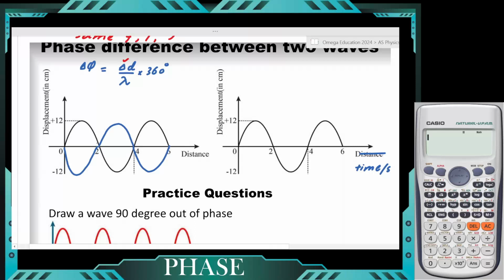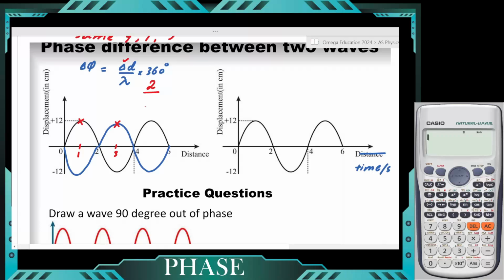For example, if I choose this point for the first wave, which is the point at the maximum amplitude for the black wave, then what is the point at the maximum amplitude for the blue wave, which is adjacent to this one? It is this one. So you can choose these two points and find the distance between them, that would be delta D. For example, this one is at a distance of 1, the second one is at 3. So the separation is 2, divided by the wavelength.